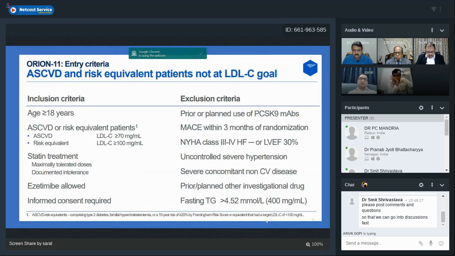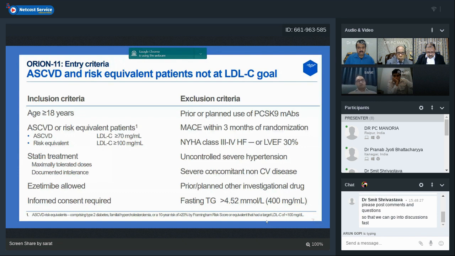The beauty of this particular agent is that this is an injection given once in 6 months. It's almost like, you know, you tell the patient to come after 6 months for follow-up. So the beauty is that it is given once in 6 months, and the likelihood of patients accepting this therapy is far greater.